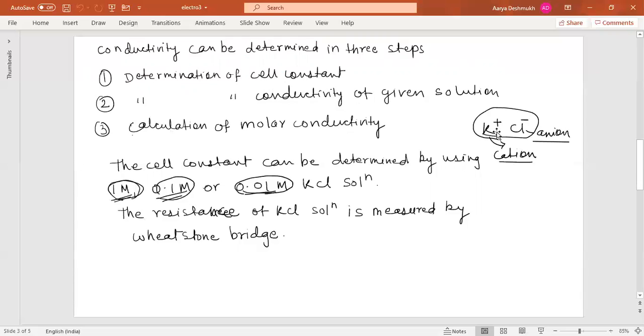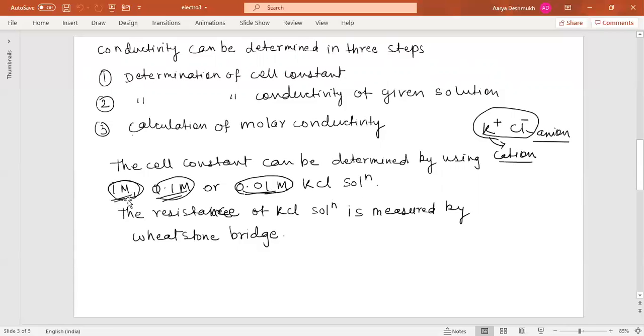Now, whenever you are supposed to find out the conductivity, the solution should be an electrolytic solution. Means it should contain a cation and an anion. So cell constant can be determined by using solutions like 1 molar, 0.1 molar or 0.01 molar KCl solution.